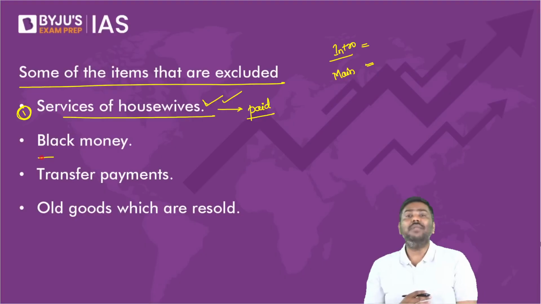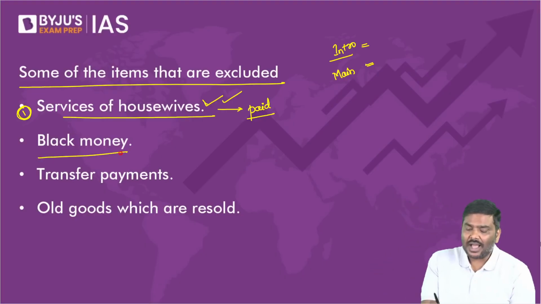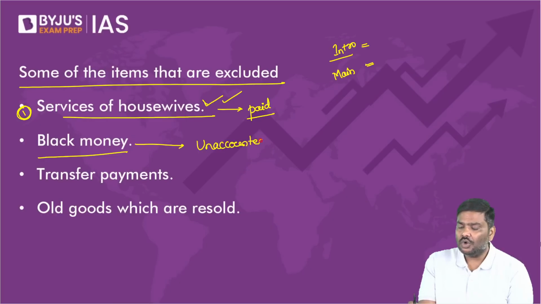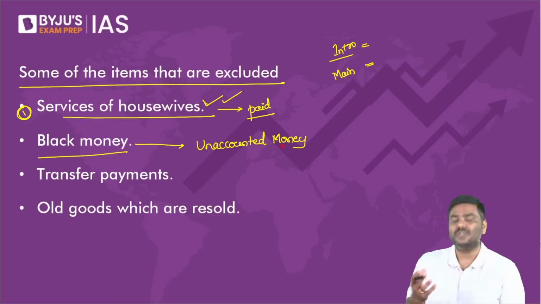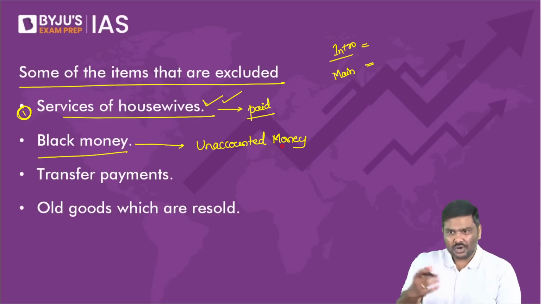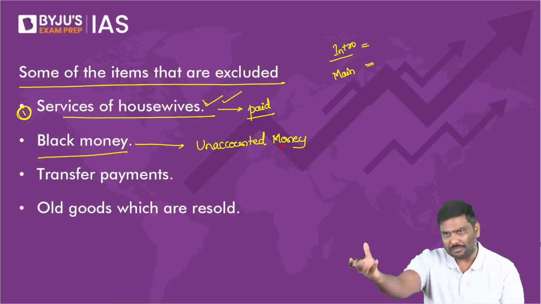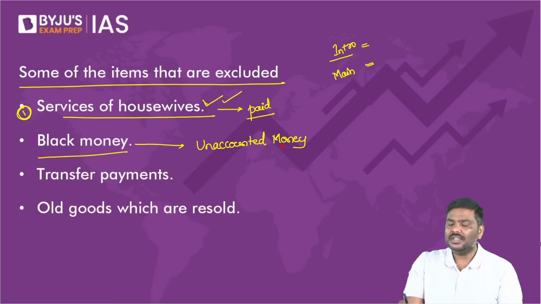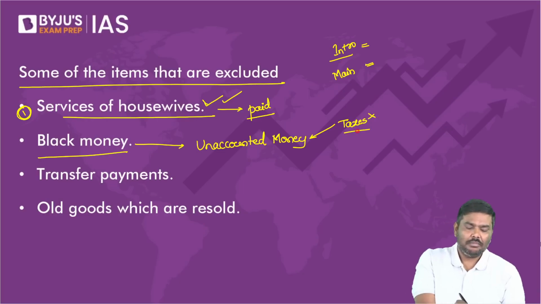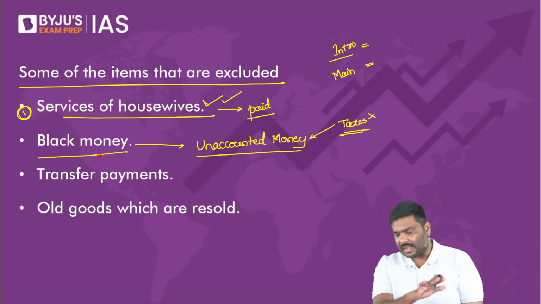What do you mean by black money here? Black money is unaccounted money. Unaccounted simply means the government does not know what the source of it is. Because the government does not know the source, whether you have black money or not, how much black money you have, the government doesn't know it. Hence, taxes on this unaccounted money are also not paid. So because the money is not accounted, black money is generally not counted in the calculation of GDP.